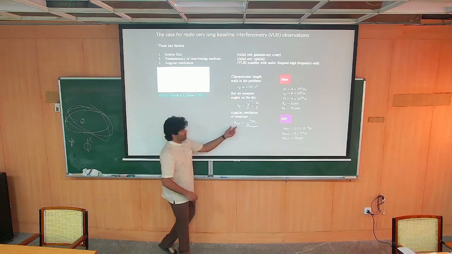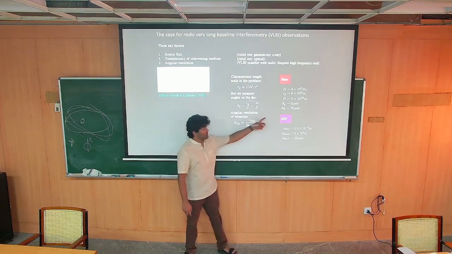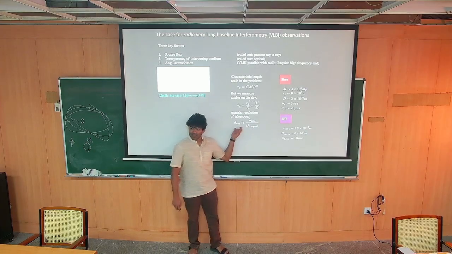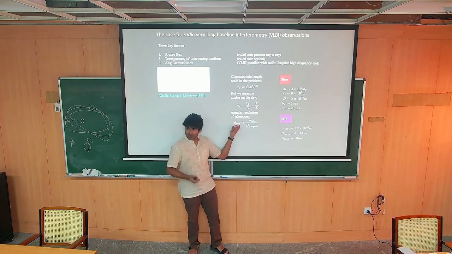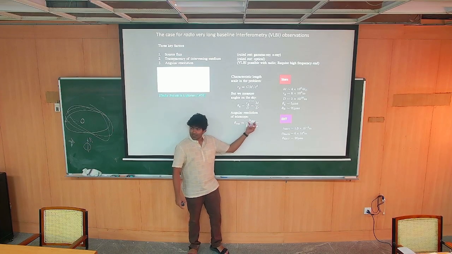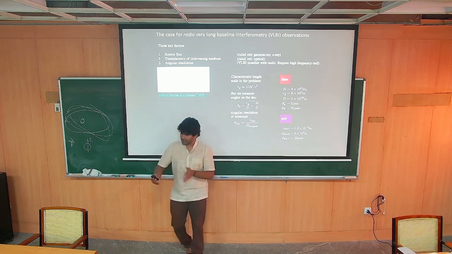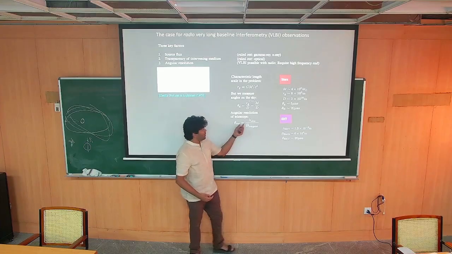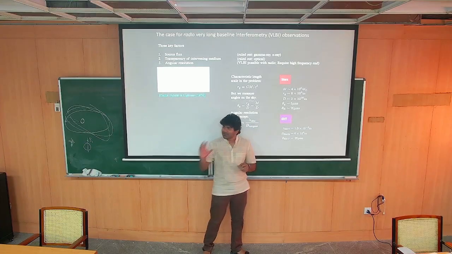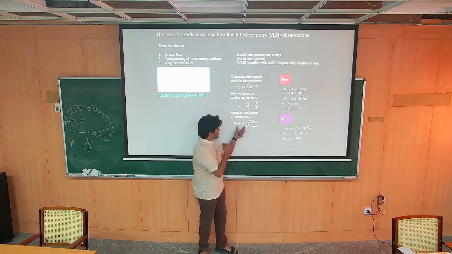So now we know what this theta has to be. It has to be 20 microarcseconds. If it is much bigger than that, you're not seeing the black hole, you're not resolving it. So you have a constraint on lambda because you want to be in radio frequencies. Now you see, you want this number to be small. If this is smaller than 20 microarcseconds, you can see the source. Okay? So you want this to be small.